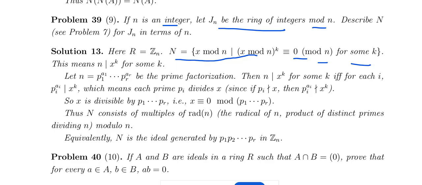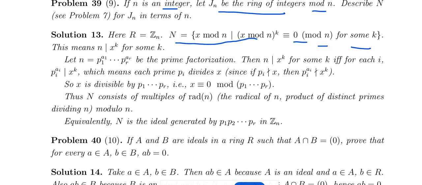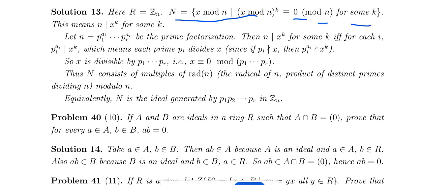Here I will try to prove this. N is the ideal generated by some elements. So that is the definition. This means n divides x power k. n equals its prime factorization, and n divides x power k. So that means x is divisible by p1, p2, ..., pr, and that is x congruent to 0 modulo something. So N consists of multiples of the radical of n, the product of distinct primes dividing n, modulo n. That is, N is the ideal generated by p1 p2 ... pr in Z. Okay.